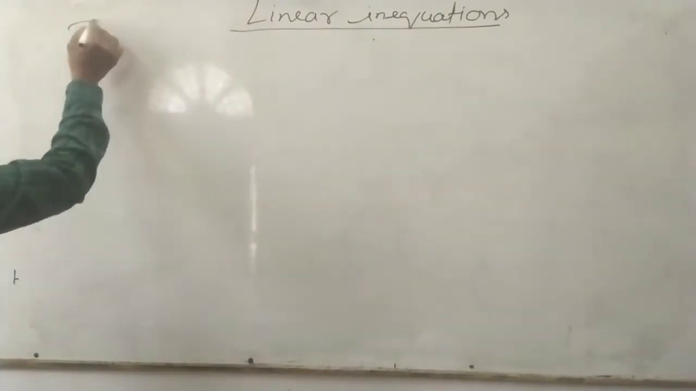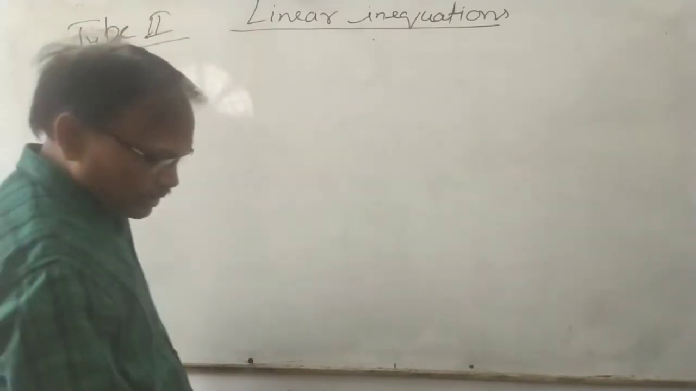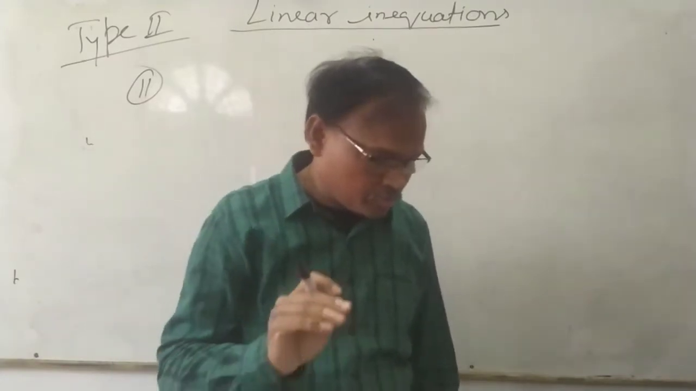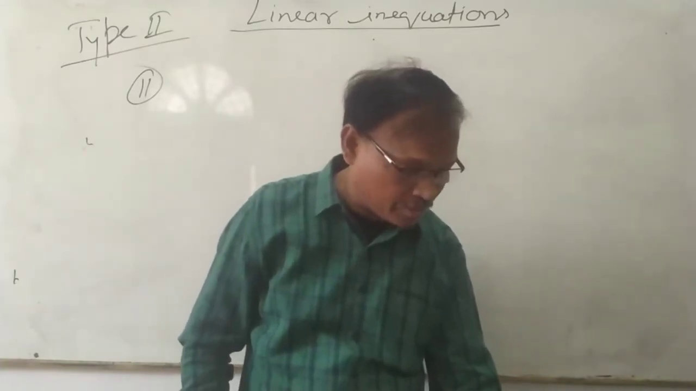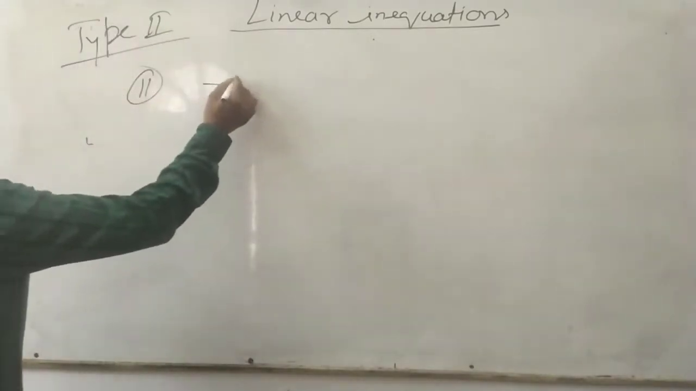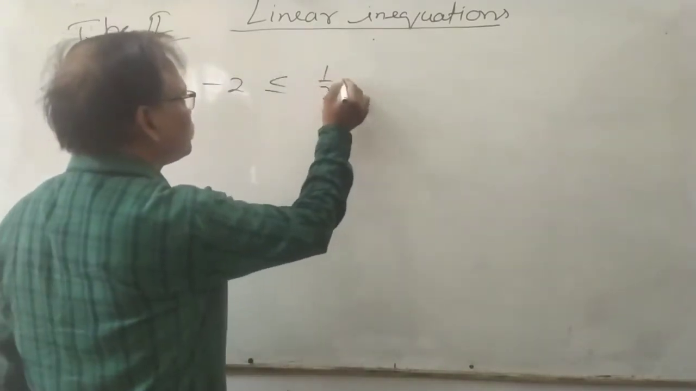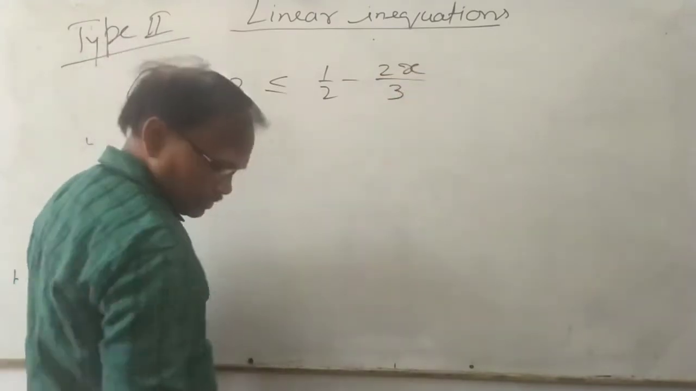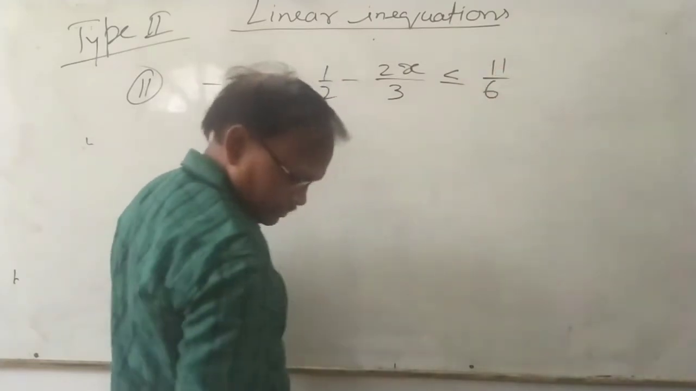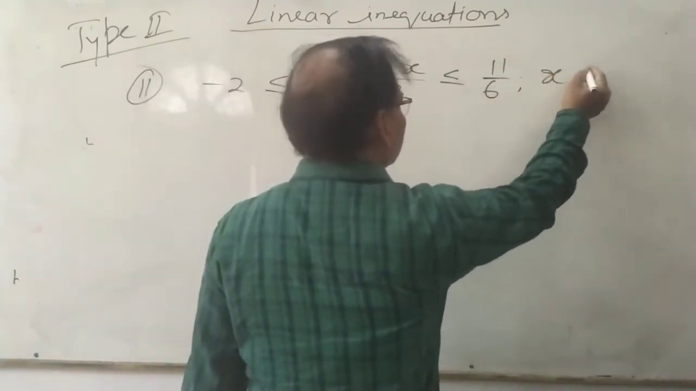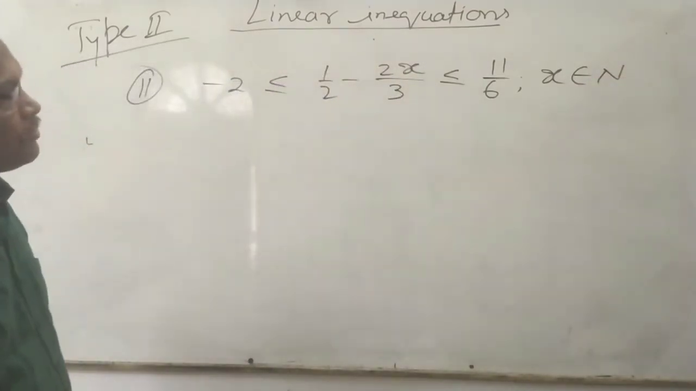Now the type 2. In type 2, there are questions in which you will have two inequation signs. This is question number 11. I tell you with an example: 1 by 2 minus 2x by 3 less than or equal to 11 by 6, where x belongs to natural numbers. You have to represent it on the number line also.